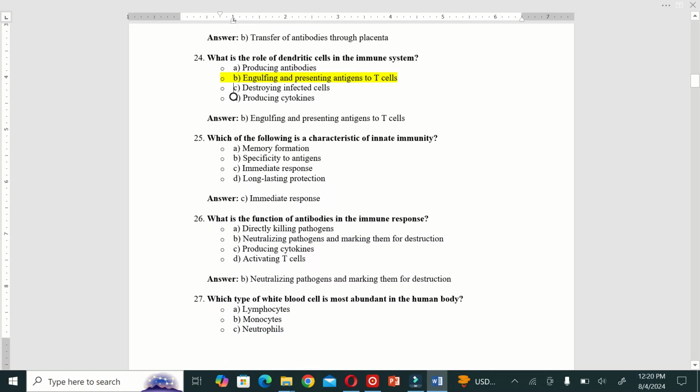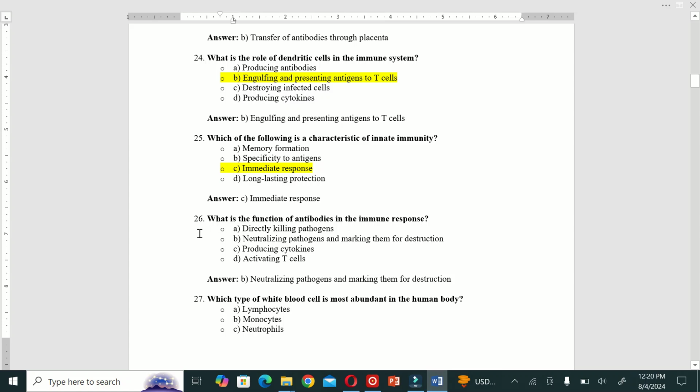The next MCQ is: which of the following is a characteristic of innate immunity? A. Memory formation. B. Specificity to antigen. C. Immediate response. And D. Long lasting protection. So the correct option is C. Immediate response.